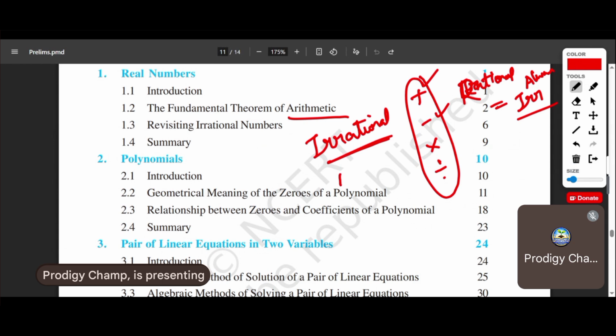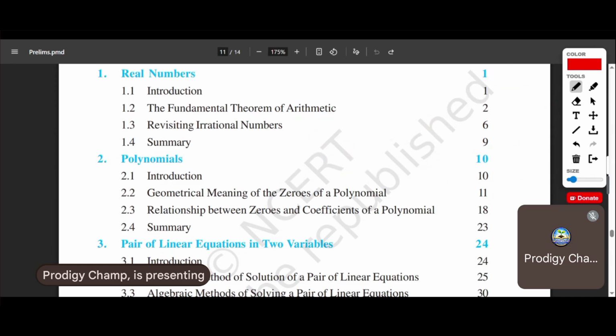So what are the examples of irrational numbers? All these you have learned in ninth standard. Pi value and prime roots. What are they? Prime roots. If I take the root of a prime number, it is a prime root. It is an irrational number. So this is about the first chapter.